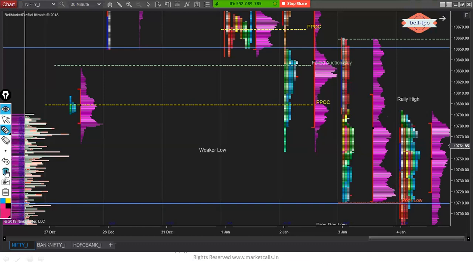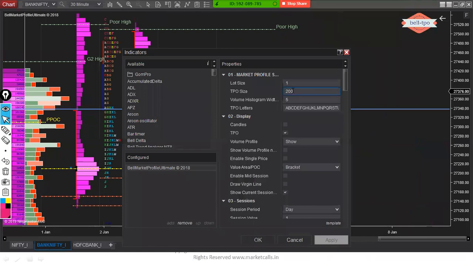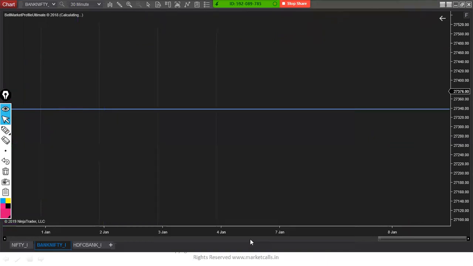If you look at Bank Nifty as well, maybe for Bank Nifty I have to reset the settings. The settings I primarily use is 20-point TPO, that is 1-point TPO in Bank Nifty. I'm using the optimal information here, otherwise I will miss anomalies again.